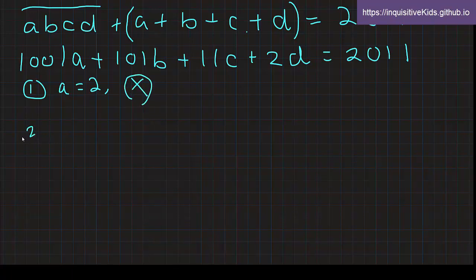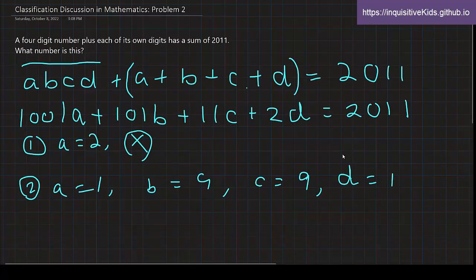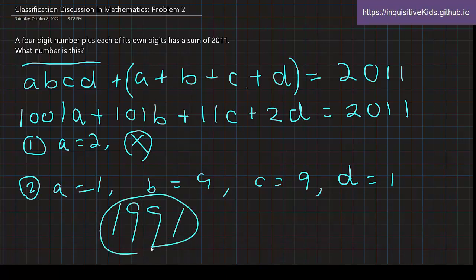But what if we tried the second possibility, A equals 1? If A equals 1, then B would be equal to 9, C would be equal to 9, and D would be equal to 1. I'm not going to go over this in detail because this is not the first time we've done this type of problem. Really, it's just thinking about what would make sense and what would get you as close to 2011 as possible. And because we have these numbers, we know that the final answer would be 1991.